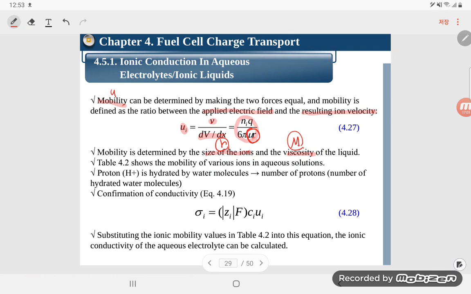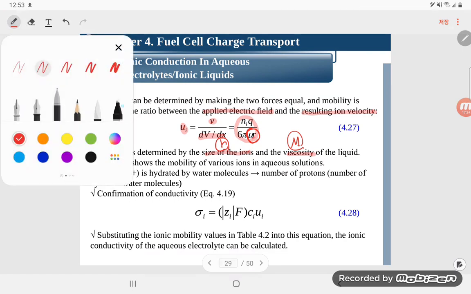Table 4.2 in the textbook shows the mobility of various ions in aqueous solution. So when you find the specific species and its mobility in the table, and insert the mobility into the equation to calculate the conductivity, then we can get it.